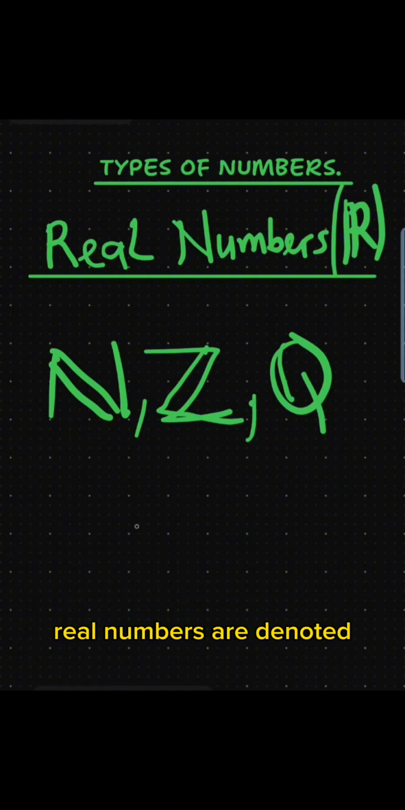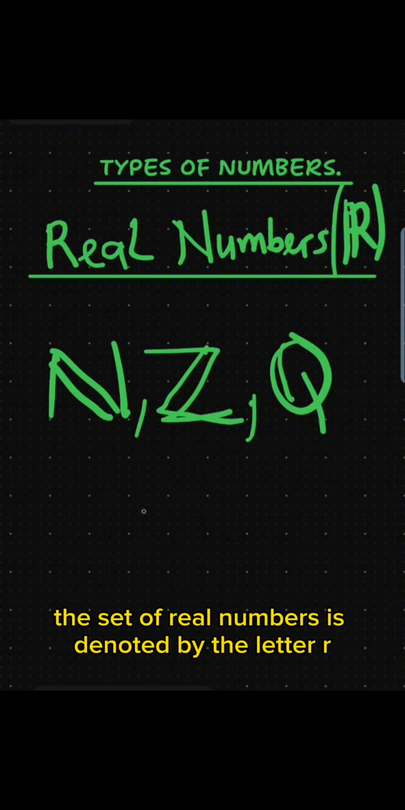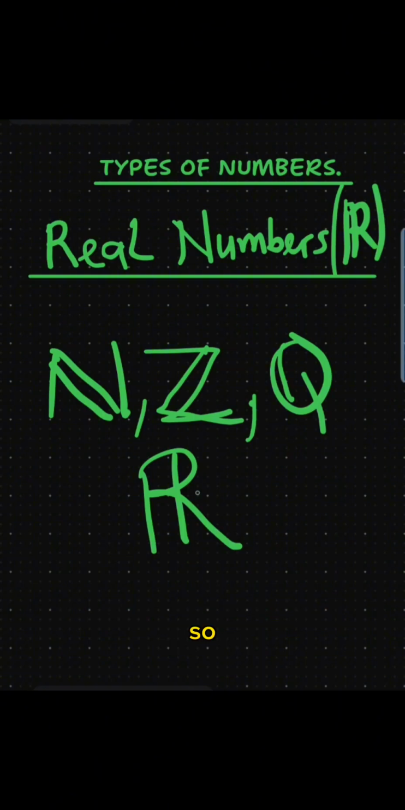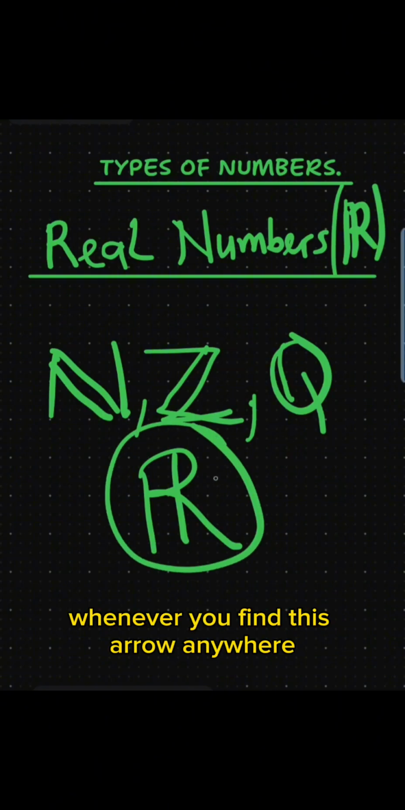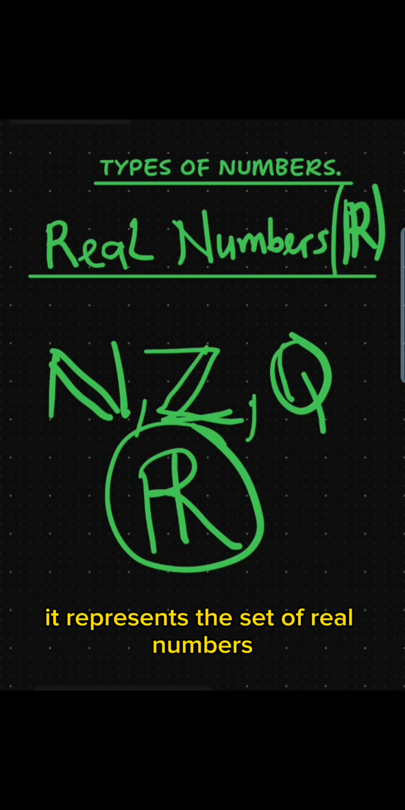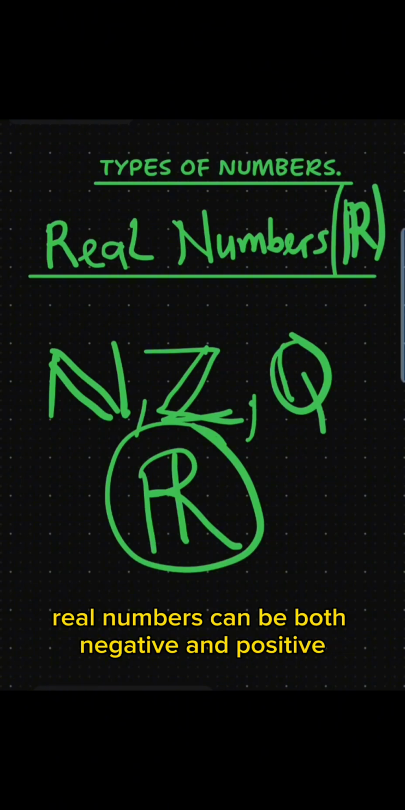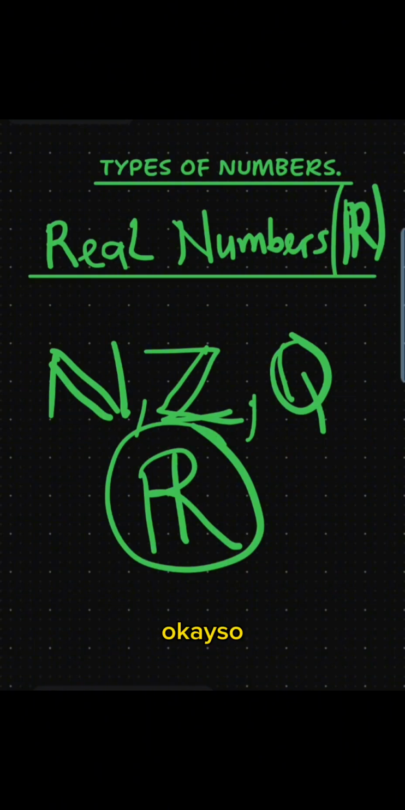The set of real numbers is denoted by the letter R, a funny type of R written like that. So whenever you find this symbol anywhere, it represents the set of real numbers. Real numbers can be both negative and positive. They can be zero. Okay.